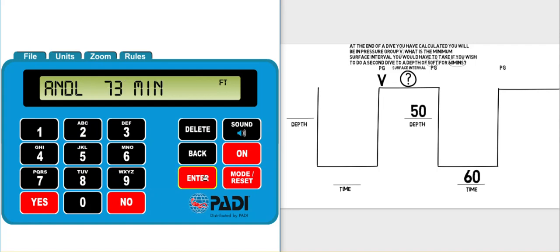It's now just going to let me know that if I want to do a repetitive dive to 50 feet, the maximum time I could spend there, the adjusted no decompression limit, would be 73 minutes. Well, I don't really need that information. I know how long I want to spend there, so I can click enter and enter in the 60 minutes that the question gave me. Once I've entered that in, it warns me that a safety stop would be required and tells me that my minimum surface interval would be 1 hour and 29 minutes.